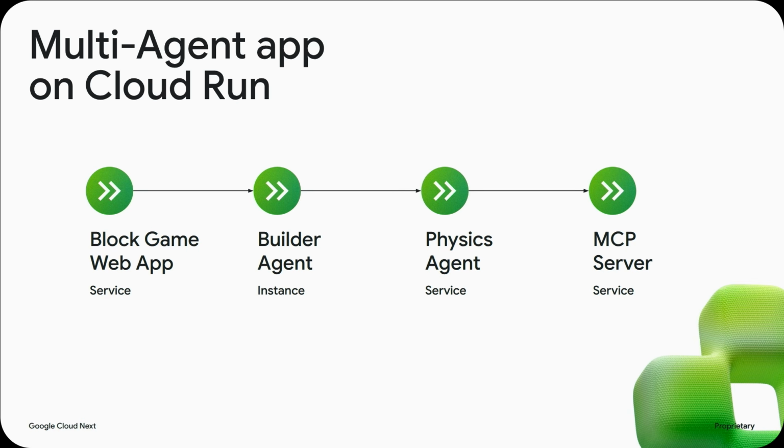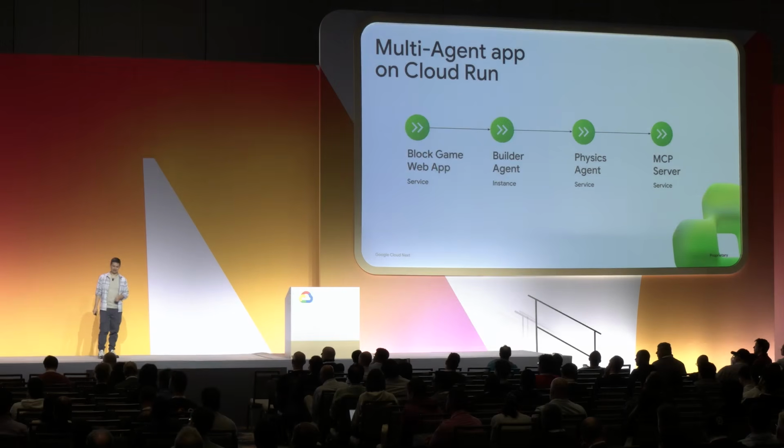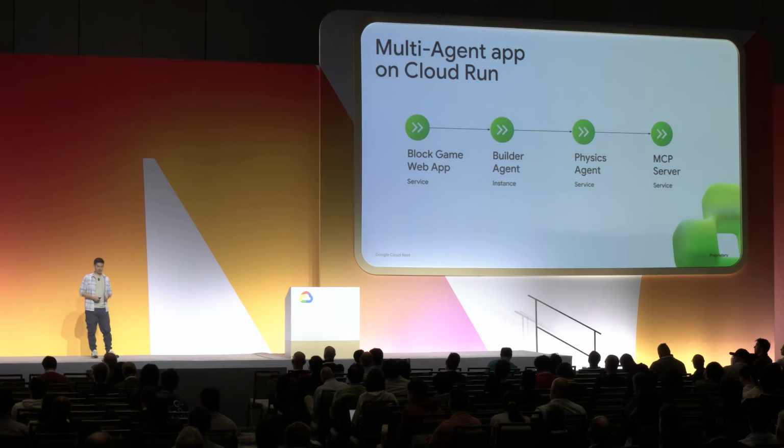Maybe also on a Cloud Run service if I want them to auto-scale. Maybe on a Cloud Run instance if I want it to only exist as a single instance and run for longer periods of time. And then I can also use the A2A framework to enable these agents to collaborate on their in-game tasks. And finally, a Cloud Run service is also a good fit for a stateless MCP server.